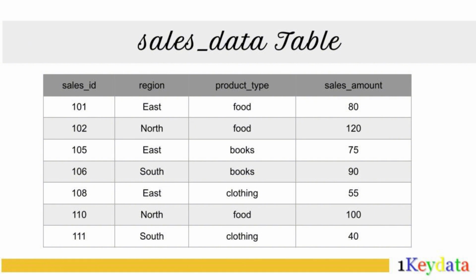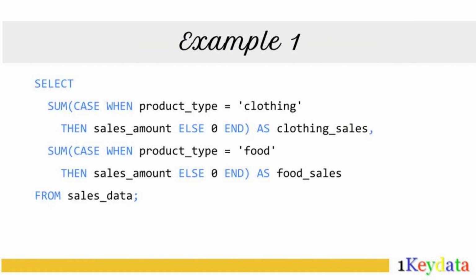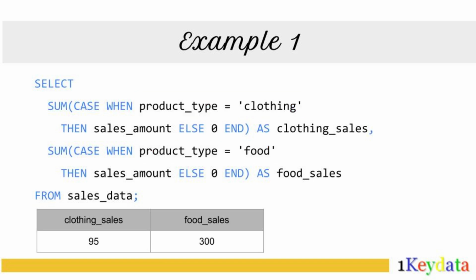Imagine you're working with a sales dataset, as shown here. Here's how you can calculate total sales for two specific product types, clothing and food. In this query, we're summing the sales_amount only when the condition inside case when is true. If it's not, we simply add 0. Here's the result of the query, showing both clothing sales and food sales.